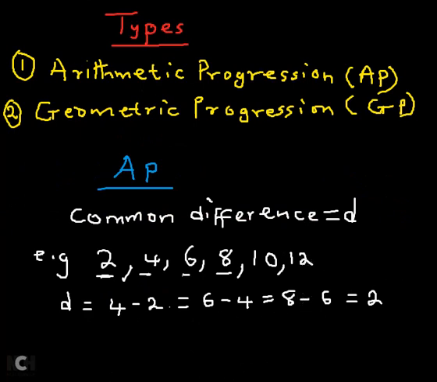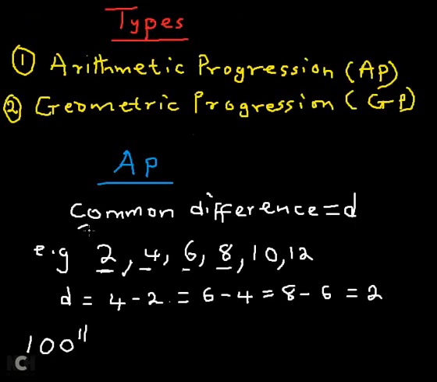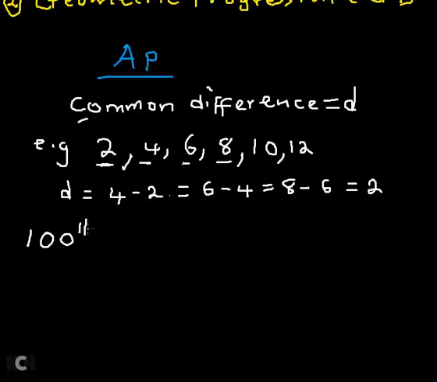But you discover that if you are being asked to get the 100th term, now the 100th term of this particular sequence, if I should go by adding 2 to the previous term till I get to the 100th term, you discover that that is not ideal. That is going to be a very ambiguous method of solution, and that is not ideal at all.